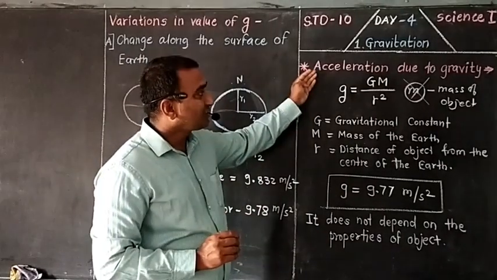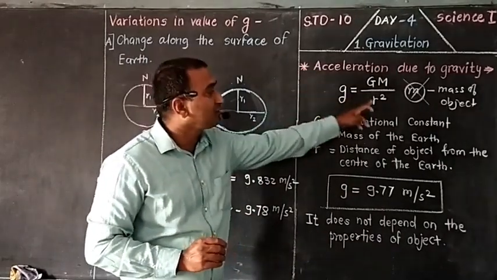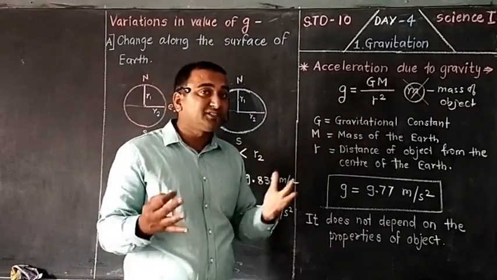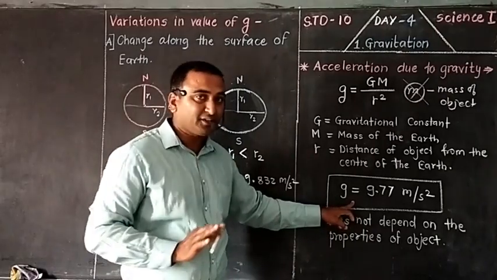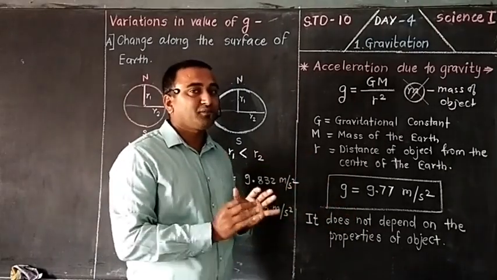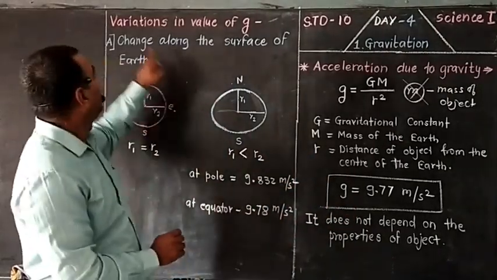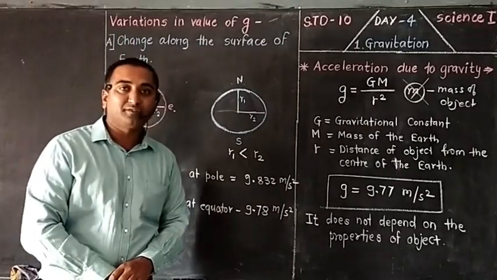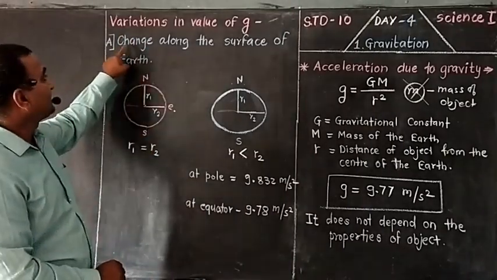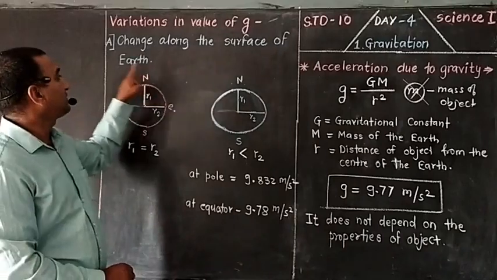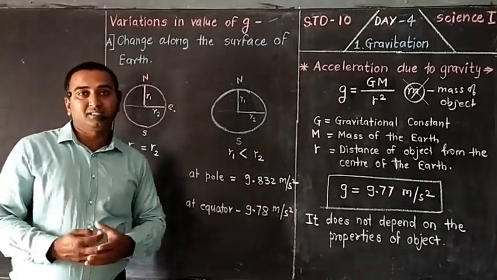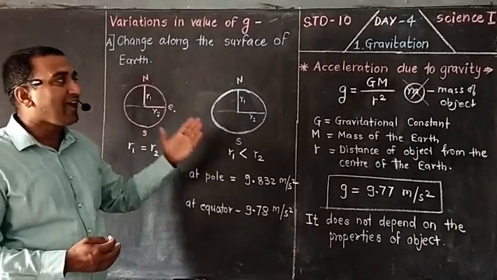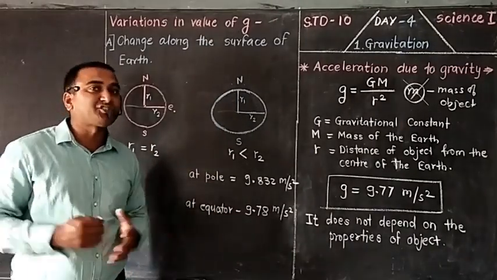Now, acceleration due to gravity changes according to this R. So, how does it change? Is the value the same everywhere? That we are going to discuss, and that is the topic of this lecture. See, variations in the value of g. First is the change along the surface of earth. As the location on the earth changes, the value of g, that is acceleration due to gravity, gets changed.